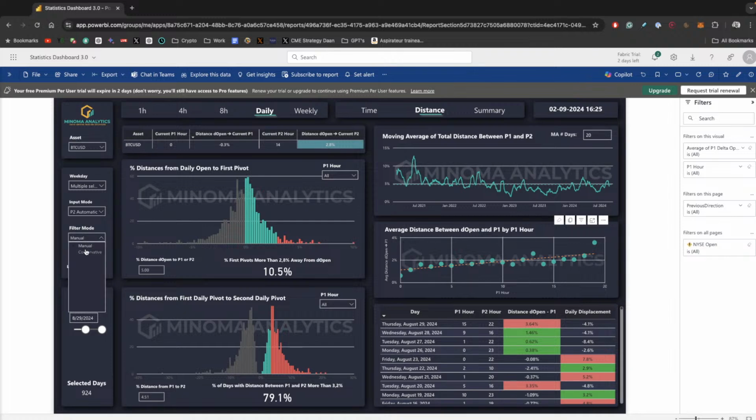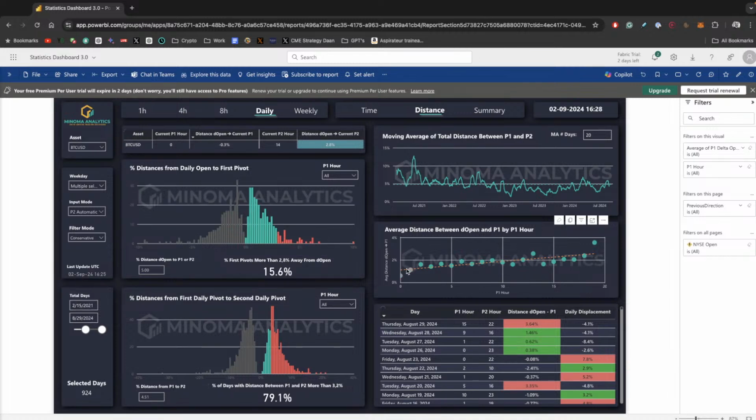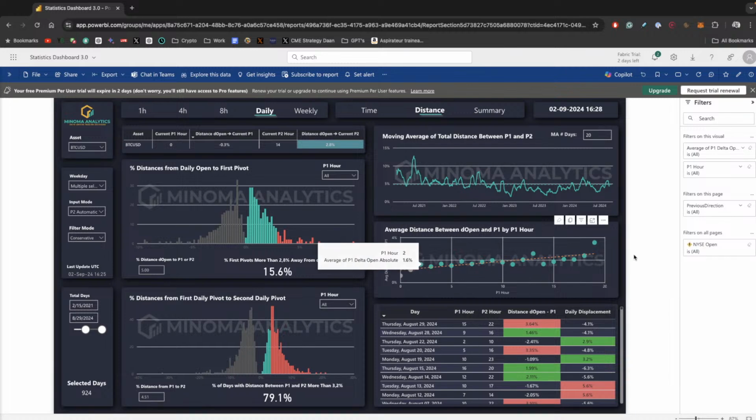And that is when you use conservative filter mode, right? So P2 hour 14, if I press conservative, it will recognize that current P2 is at hour 14, which is later than hour 1, so only these got selected.